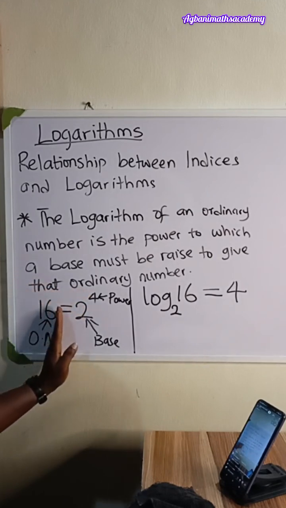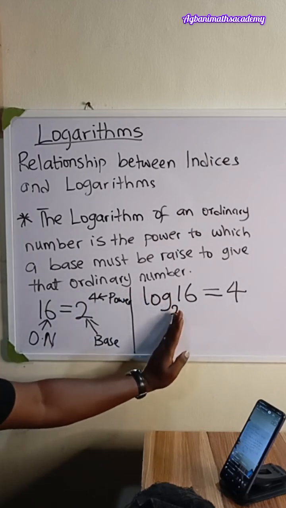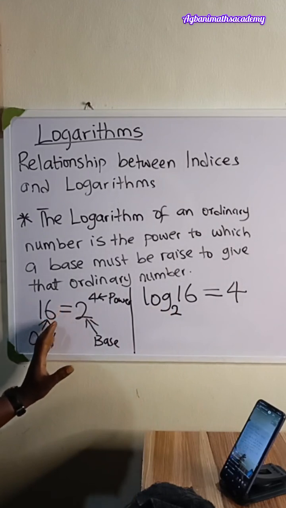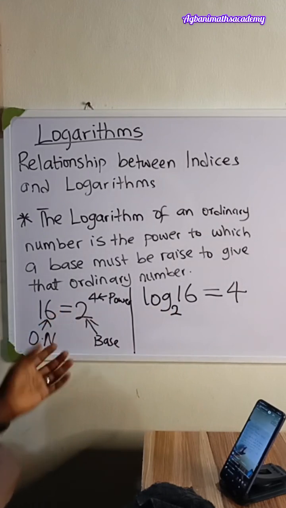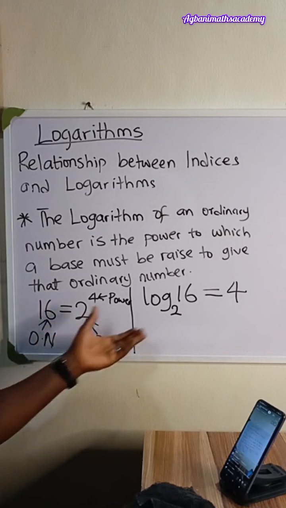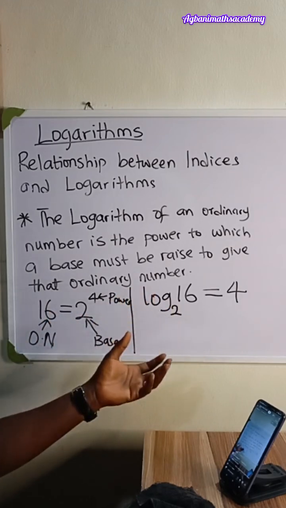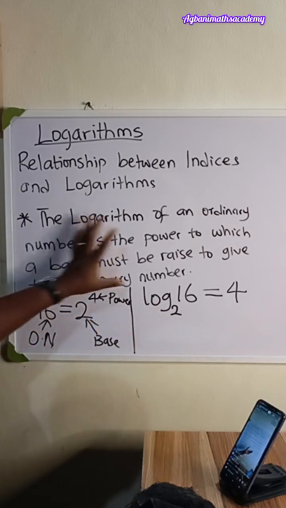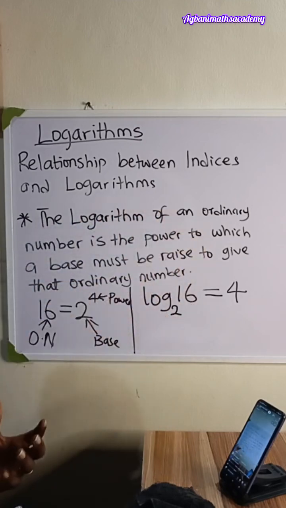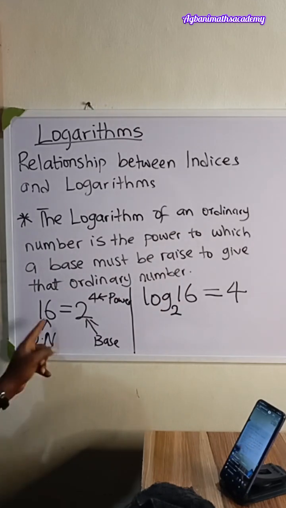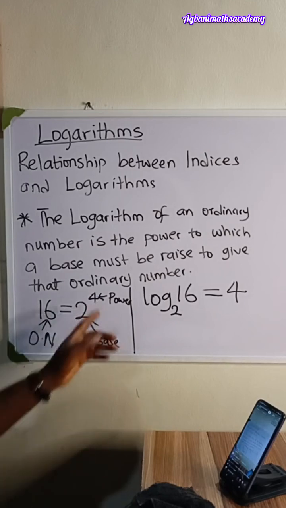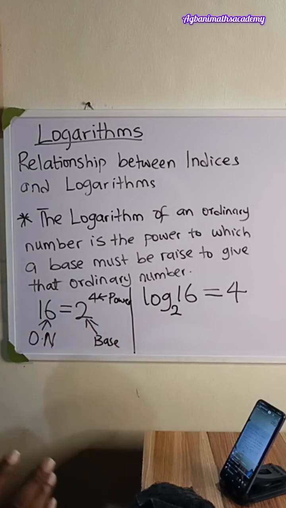So a number in index form can be converted to logarithmic form. Also, a number in logarithmic form can be converted to index form. You can be given a question and told to convert from index form to logarithmic form, or from logarithmic form to index form. If you follow this statement, you'll be able to do that successfully. Once you locate the ordinary number, the base, and the power, you can easily convert between the two forms.